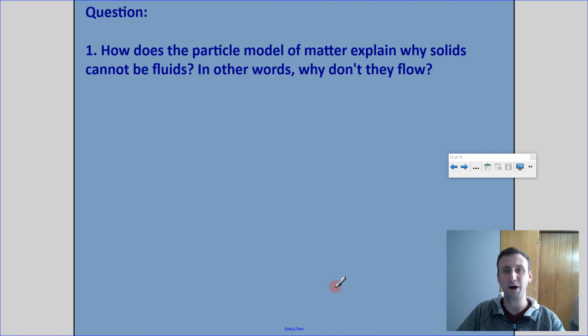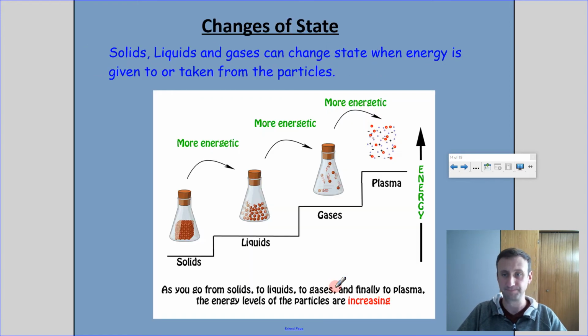So now, a few questions, or at least one here. How does the particle model of matter explain why solids cannot be fluids? So what about solids and what the particles are doing doesn't allow them to flow? Try answering that now in your fill-in-the-blank notes. See if you can come up with a good reason.